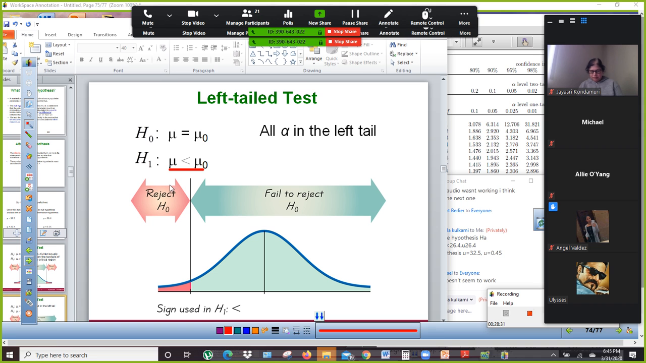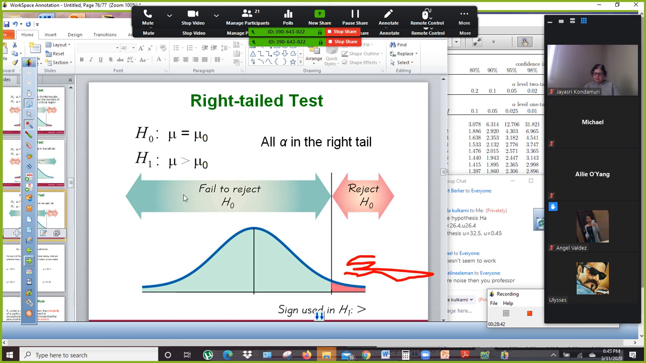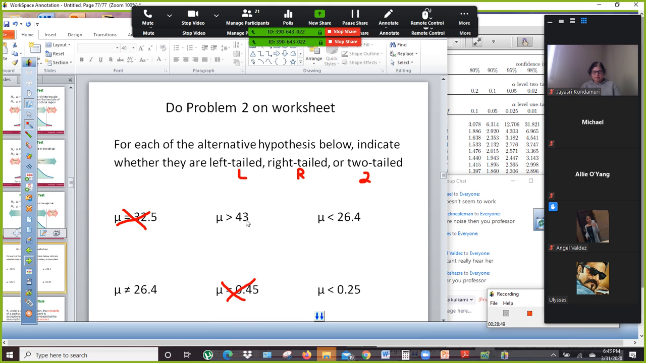If my claim is that my mean is less than the rest of them, then it's definitely left-tailed. It's over here. We're saying it's on this side. And if my claim is that my mean is greater than the rest of them, then I'm saying that my mean is over here on this right side. So it's going to be right-tailed. So you guys, again, don't worry about the null hypotheses, only the alternatives, these 4 alternatives. Indicate whether they're left-tailed, right-tailed, or two-tailed.